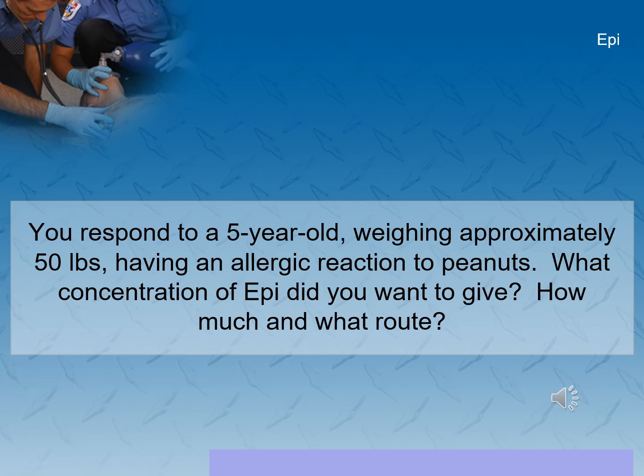Epi. You respond to a 5-year-old weighing approximately 50 pounds, having an allergic reaction to peanuts. What's the concentration of Epi and what do you want to give? How much and what route?